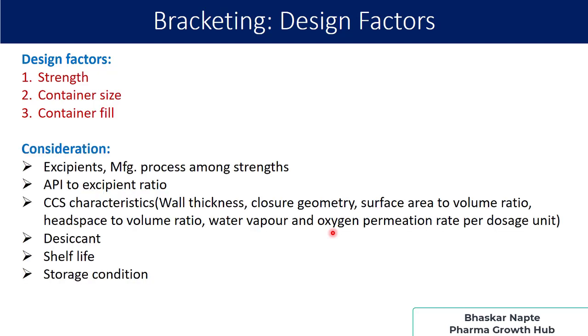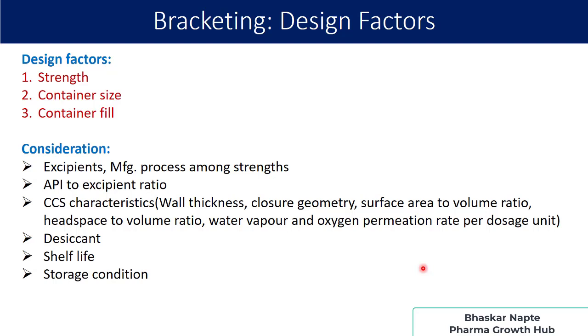Now below are very important assumptions or considerations one has to look into. Make sure that the excipients and the manufacturing process amongst the strengths are similar. The API to excipient ratio is also similar from strength to strength. The container closure system characteristics like wall thickness, closure geometry, surface area to volume ratio, headspace to volume ratio, water vapor and oxygen permeation rate per dosage unit also need to be considered before you finalize your bracketing design, because it is very important whenever you decide on the extremes of the design. All these factors are very important.